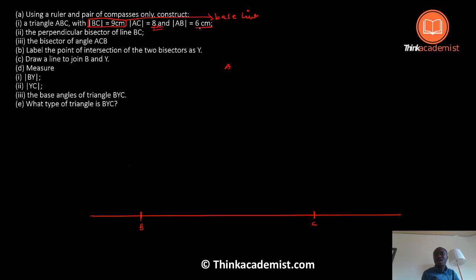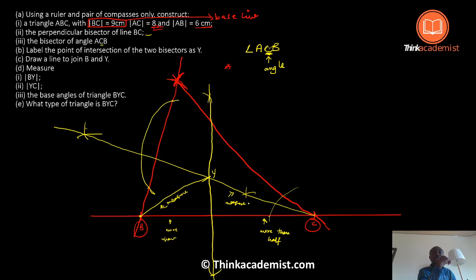So what do we do? We take our compass, we measure the AC, 8 centimeters. So we measure 8 centimeters. We know A is up here somewhere, but the C is here. We stand on C, and then we'll just cut the 8 centimeters up here. Then it will come to AB, 6 centimeters. So we'll take our compass, measure 6 centimeters, stand on B because we know A is up there. So we stand on B, and then we'll cut our 6 centimeters. They will meet. That's not any difficult question.